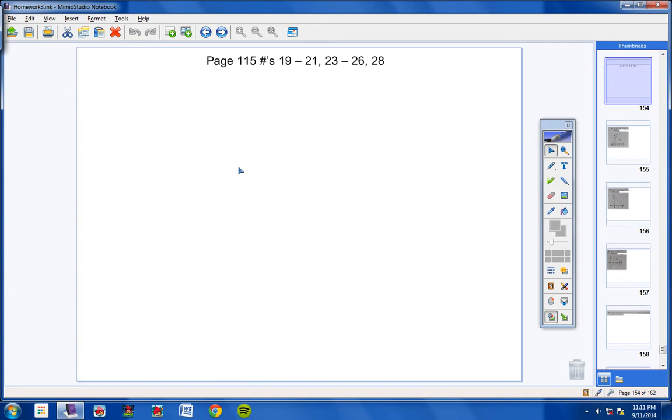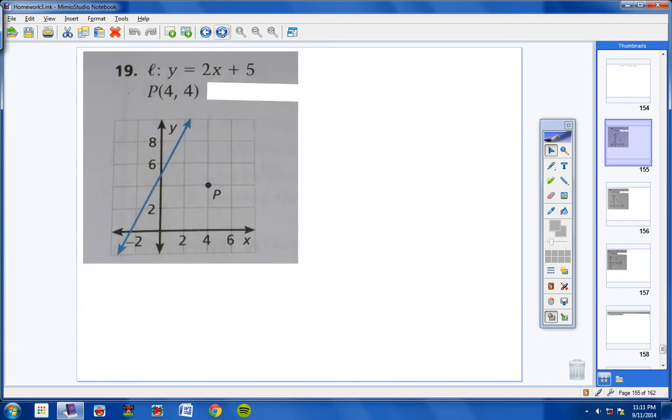Page 115, numbers 19 through 21. The directions read to write an equation of the line that is parallel to the given line and passes through point P. Okay, so let's go ahead and get started. I will go pretty fast through these, so here we go.